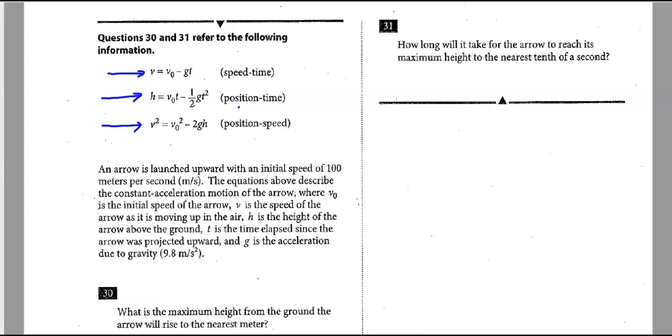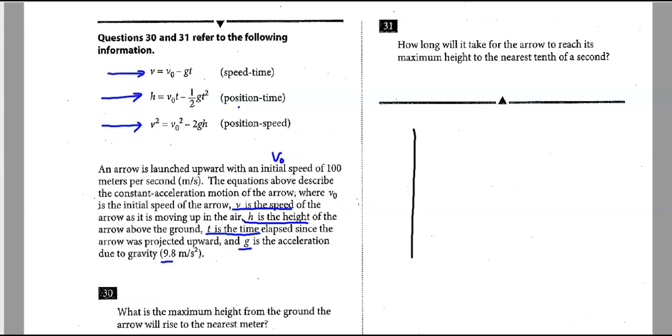An arrow is launched upward with an initial speed. So initial speed is usually v sub 0, v naught, of 100 meters per second. The equations above describe the constant acceleration motion, where v naught is the initial speed. Okay, we just did that. V is the speed, and h is the height. T is the time, and it's probably in seconds, and g is a constant on Earth that's always 9.8 meters per second. So it says, what is the maximum height from the ground the arrow will rise to the nearest meter? Well, just one thing I want to let you know.